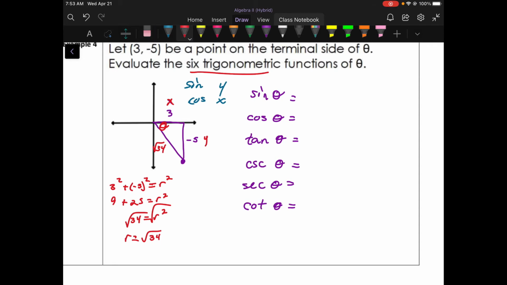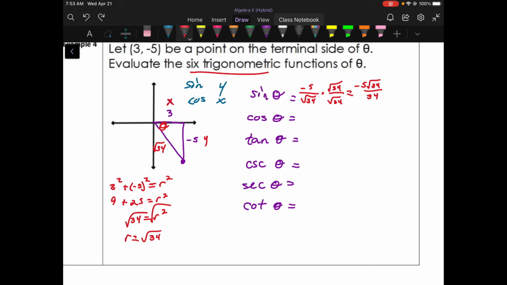So sine is y over r, so negative 5 over the square root of 34. And then again, just like we've talked about for the last several days, we can't have radicals in the denominator, so we'll rationalize quickly here. So on the top, I get negative 5 times the square root of 34 over 34, and I can't simplify this fraction anymore, so I'm done.